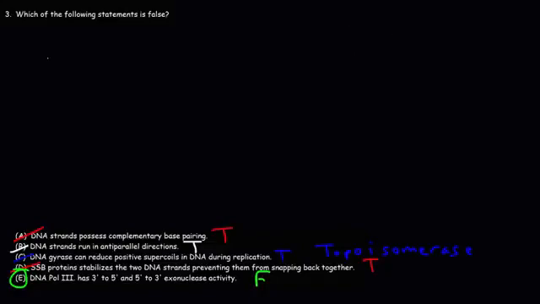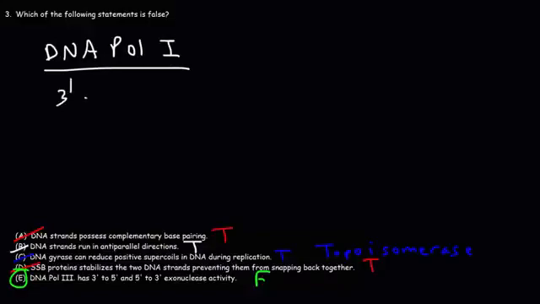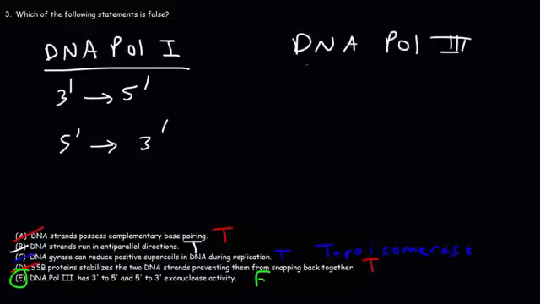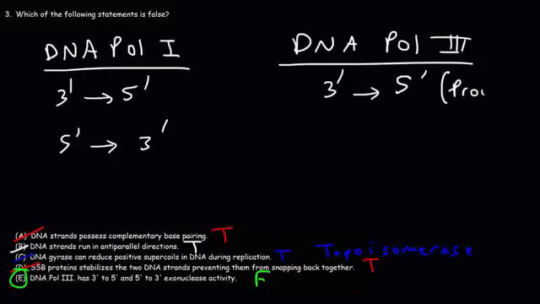You need to know that DNA polymerase 1 has both 3-5 exonuclease activity and 5-3 exonuclease activity. DNA polymerase 3 only has 3-5 exonuclease activity. It doesn't have the 5-3 exonuclease activity. The 3-5 exonuclease activity has to do with the proofreading functions of DNA polymerase 1 and 3. They can both do that.